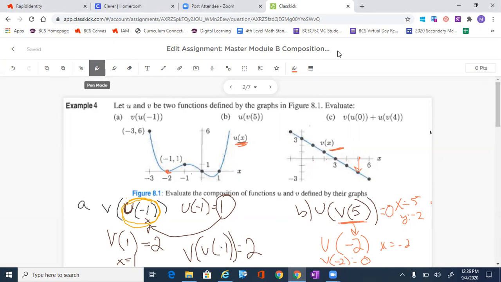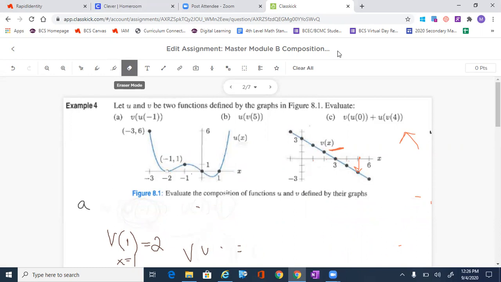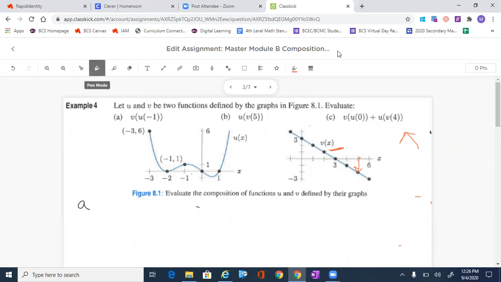Now we have one more. It goes through the longer process, which is part C. I'm going to go ahead and erase some of this stuff. At this point we have multiple things going on. It starts by saying we have V of U of 0 plus U of V of 4. So we have two parts that have to be taken care of: this first part here, and this second part there, and then we've got to add them together.